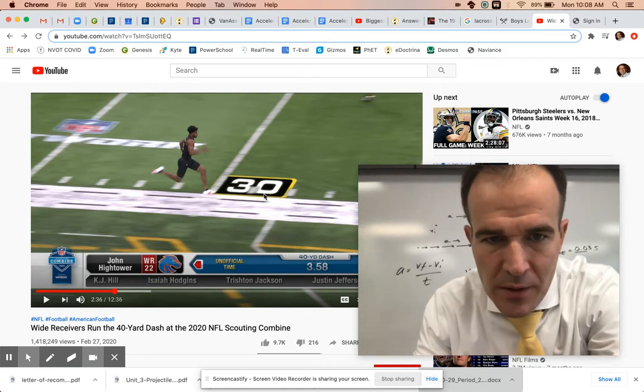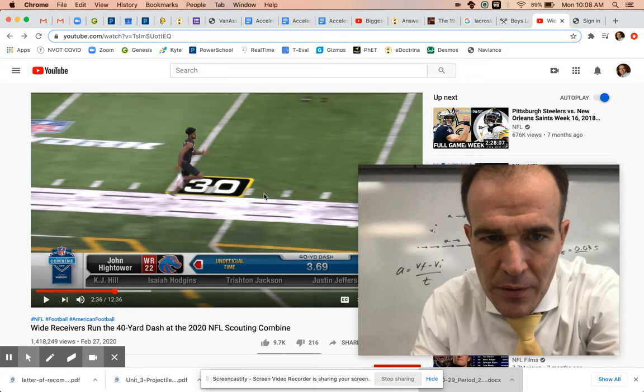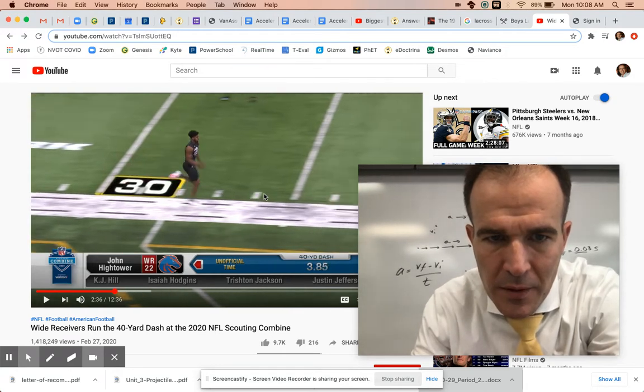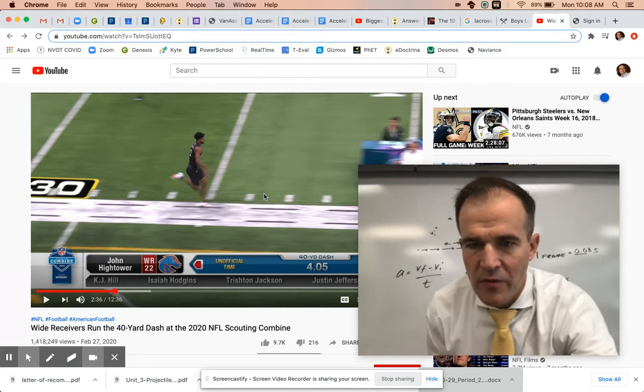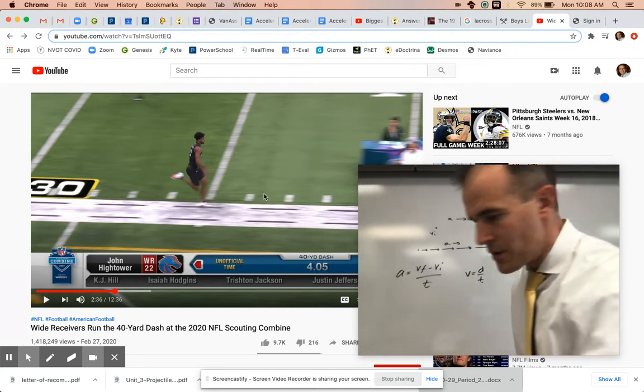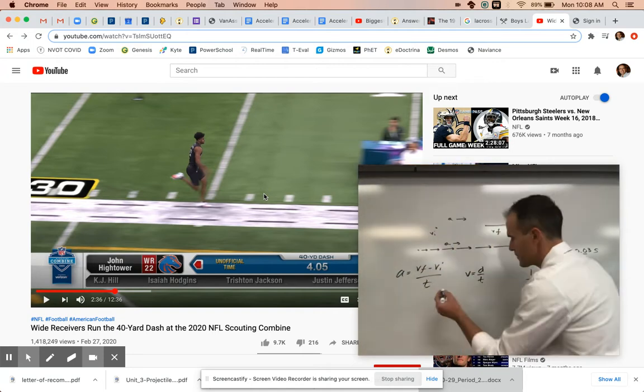So I tried to count how many frames it takes to go the 5 yards. 2, 3, 4, 5, 6, 7, 8, 9, 10, 11, 12, 13, 14. It looks like about 14 frames to go 5 yards. So the first thing I did is I turned yards over to meters. That was fun.